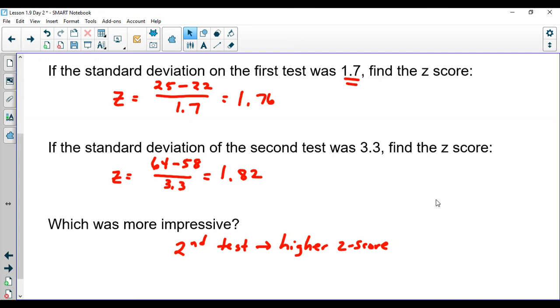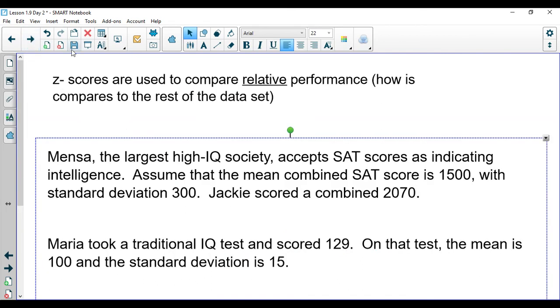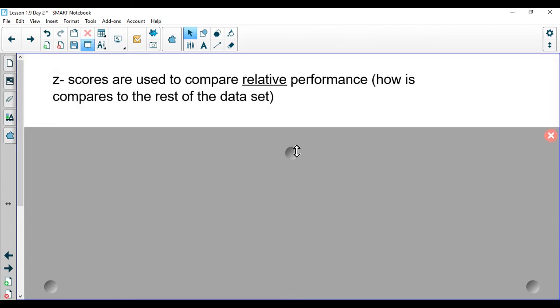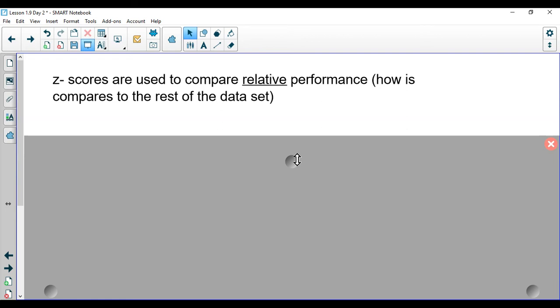So if I can find the z-score, that gives us an opportunity to compare two different kinds of tests. Maybe I want to compare the SAT and the ACT and how well I performed on that. Getting a z-score would help us do that. So again, what's a z-score do? A z-score is going to be used to compare relative performance. And we've used the word relative before. We said how it relates to other people or other data in our set that we look at. So z-scores are a way to do that.